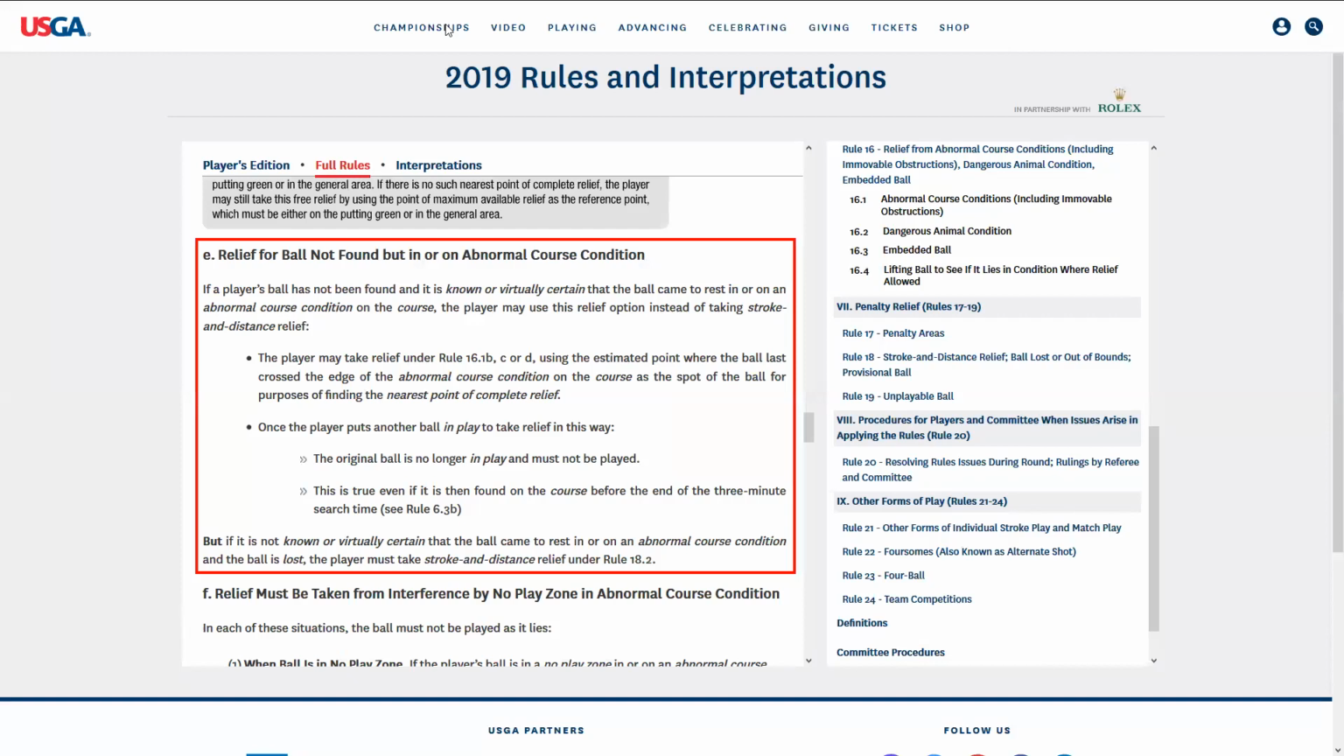If the ball can't be found in an abnormal course condition, it's a 3-step process. You first have to find the edge. Second, you have to then find the nearest point of complete relief. And then third, you've got to measure your one club length and drop it.